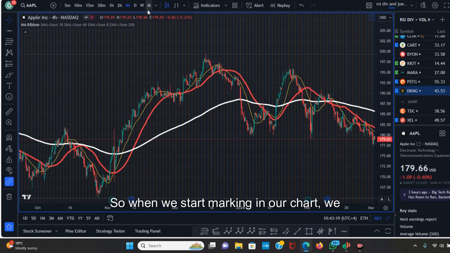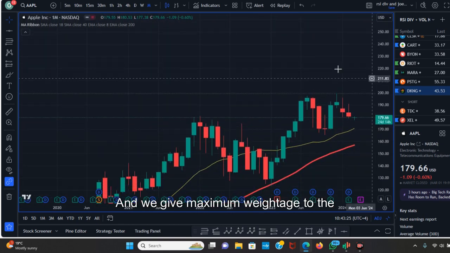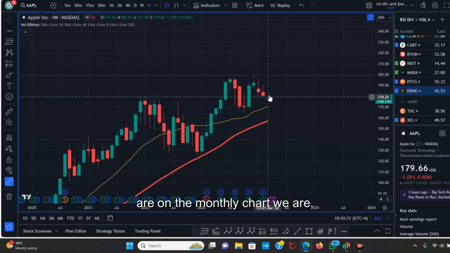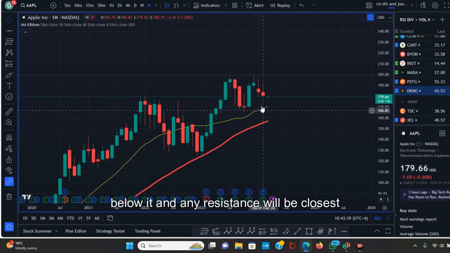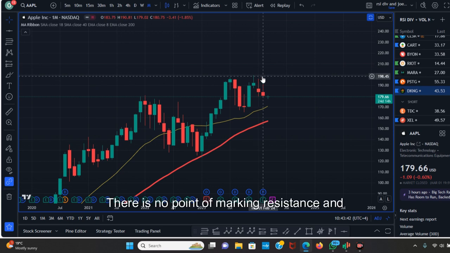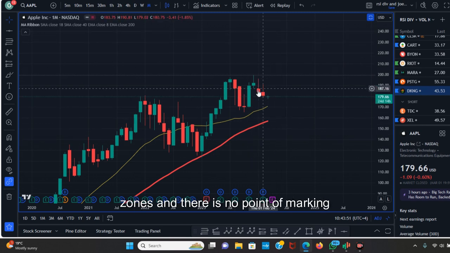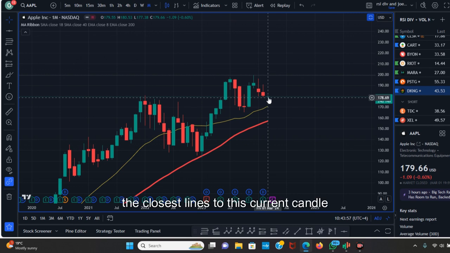So when we start marking in our chart, we always start from monthly and we give maximum weightage to the current price where we are right now. So we are on the monthly chart, we are on this candle. Any support will be the closest below it and any resistance will be closest above it. There is no point of marking resistance and support lines far away from this candle because it will take time to reach those zones. So I am only interested in marking the closest lines to this current candle.